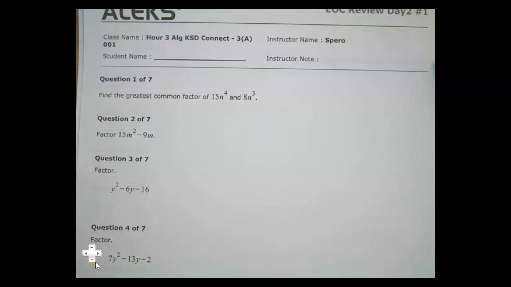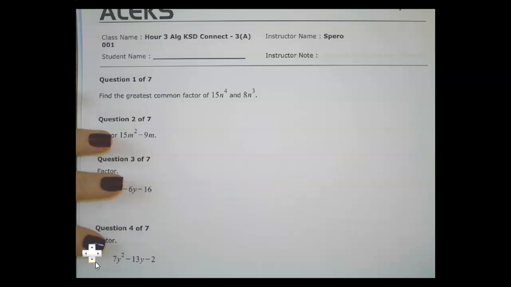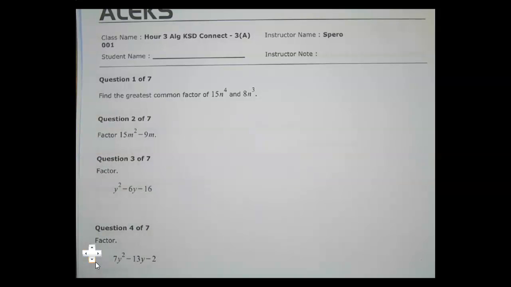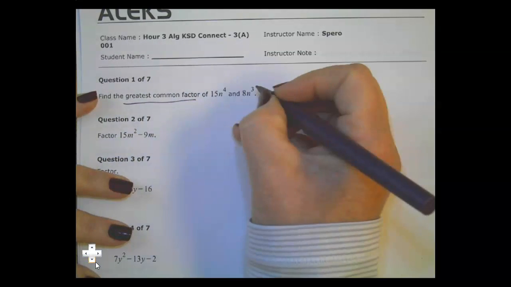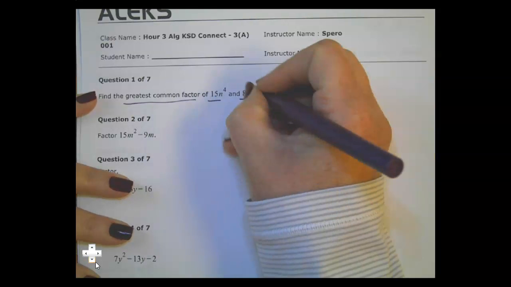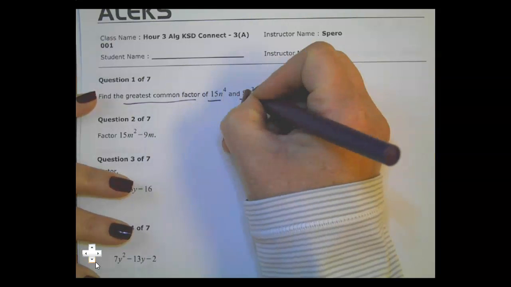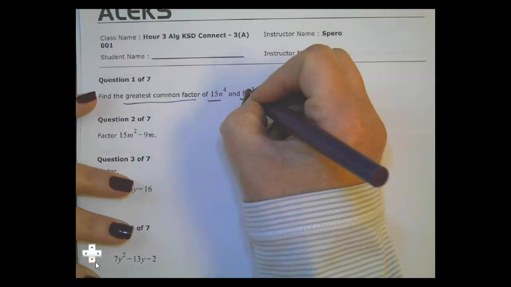So today is EOC review day 2, and I am just going to go ahead and use these values and go over each one of these. So finding the greatest common factor. The greatest common factor, you're just looking for what goes into both of these values. I don't see anything that goes into 15 that also goes into 8 other than 1. So that is nothing we need to worry about.